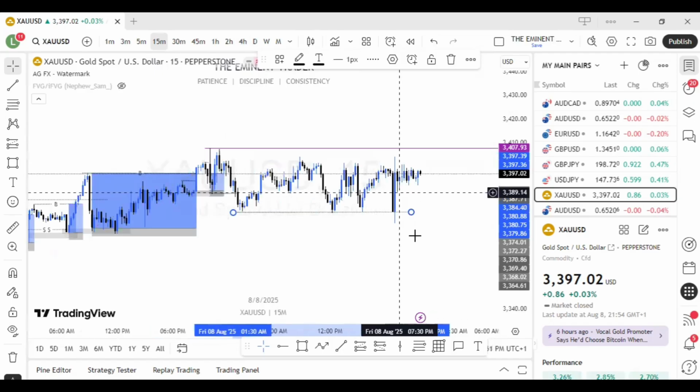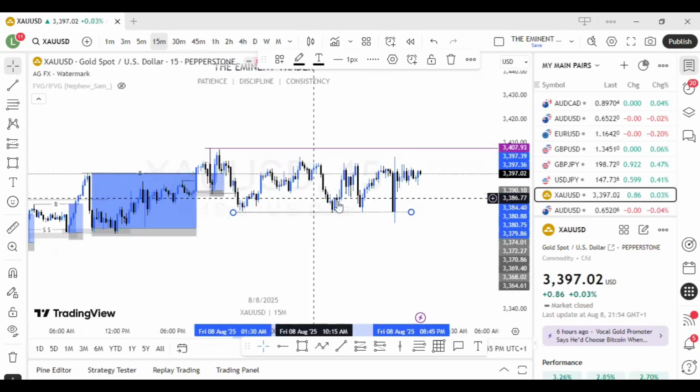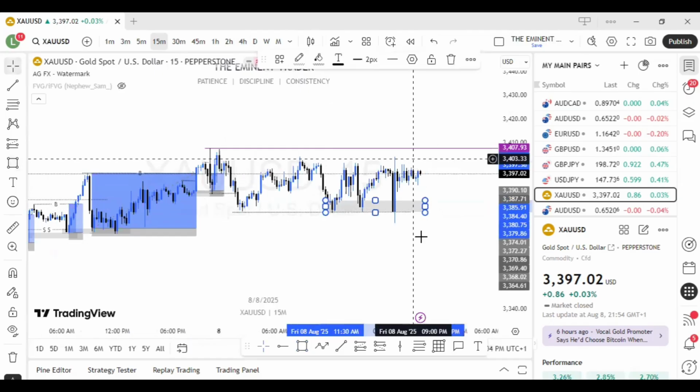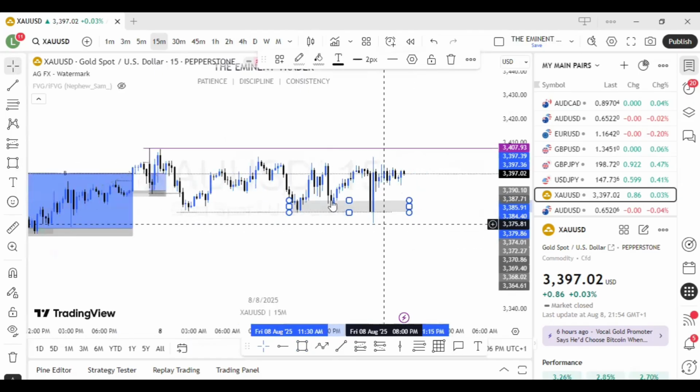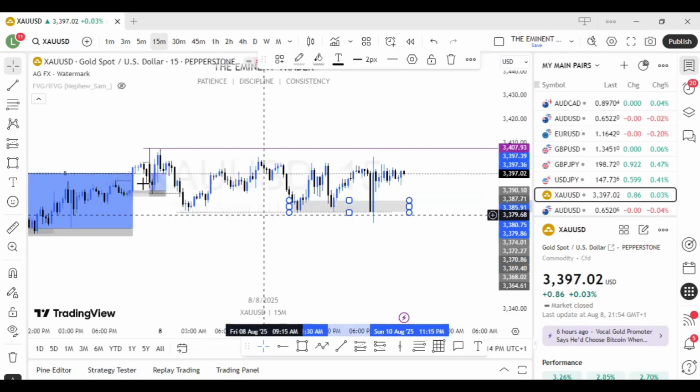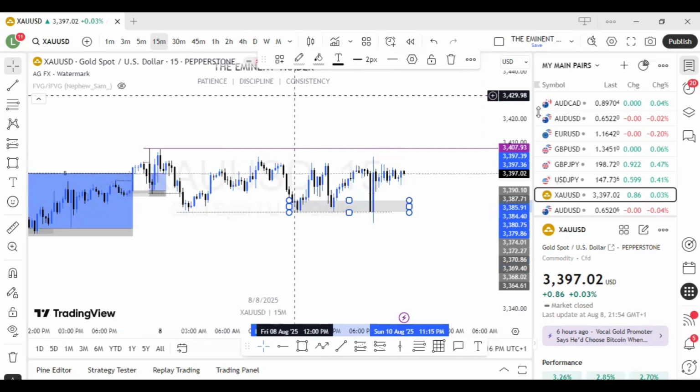If it breaks here and creates a break of structure, then you look for sells, either a breaker block entry, or you wait for it to give another order block entry. But either way, you need to wait and see what the market does around here. There's no clear direction yet. It has not broken structure. It has only shifted. Then the last one is 758.